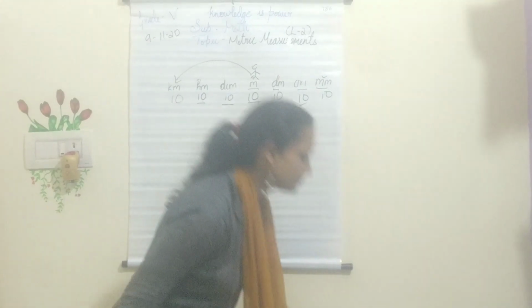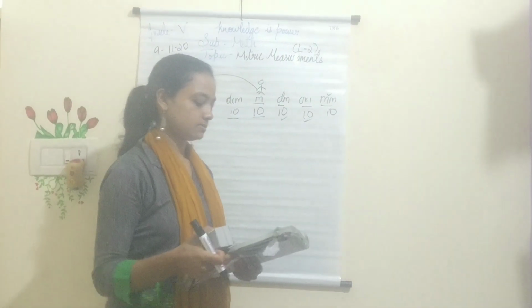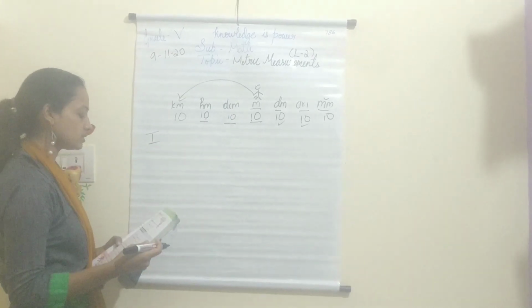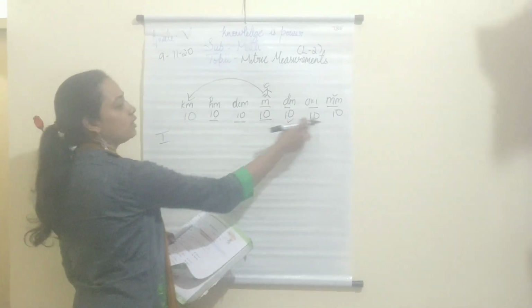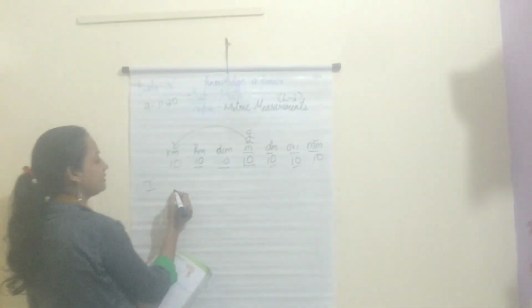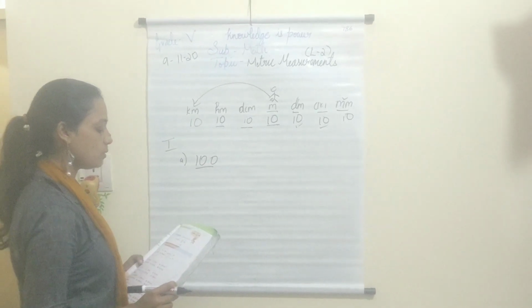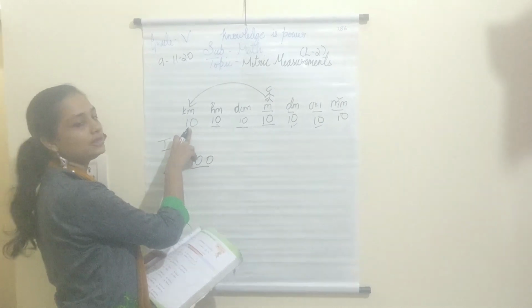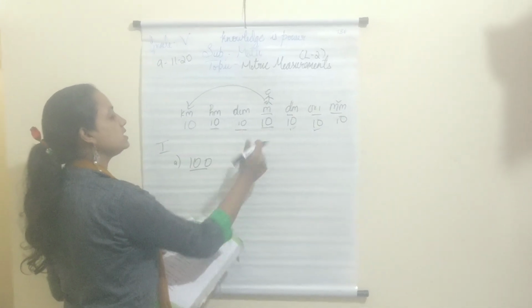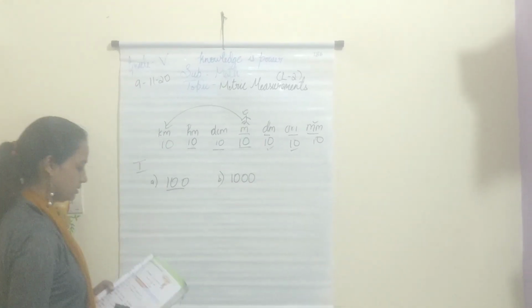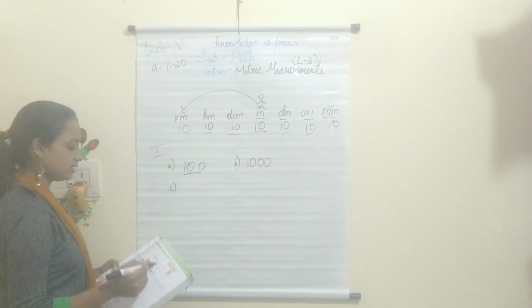So now, let us start the exercise sums. Go to page number 85 in your textbook. Look at exercise 2.1, first one. Fill in the blank. So let me write the answers for you. Please copy it down in your textbooks. First one, 1 meter is how many centimeters? 1, 2, so 100. 100 centimeters. B, 1 kilometer is equal to how many meters? 1, 2, 3, so 1000. 1000 meters.